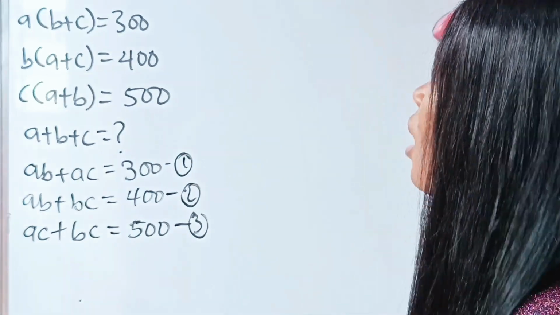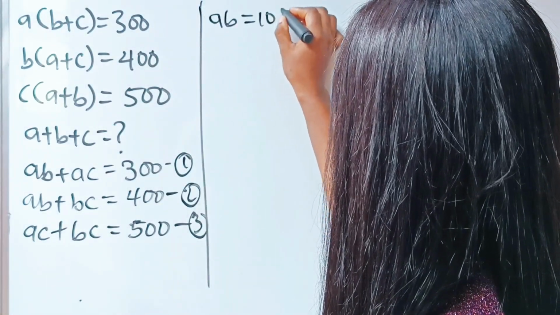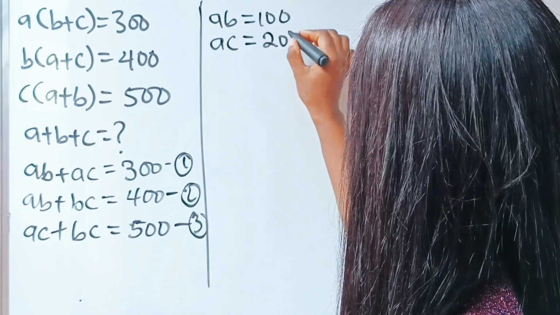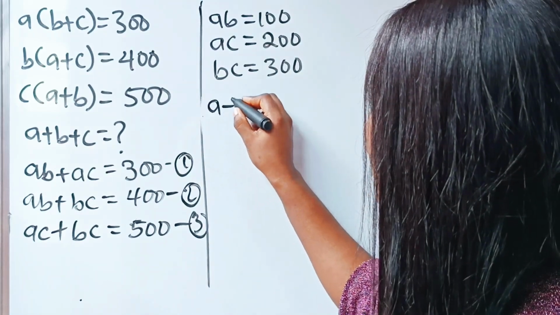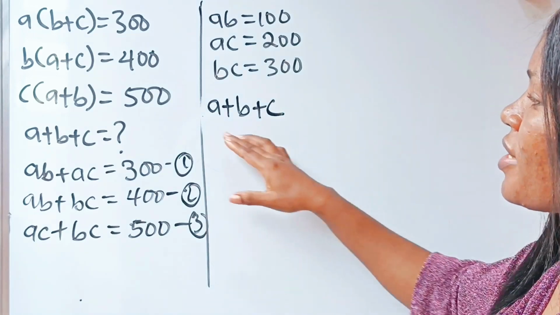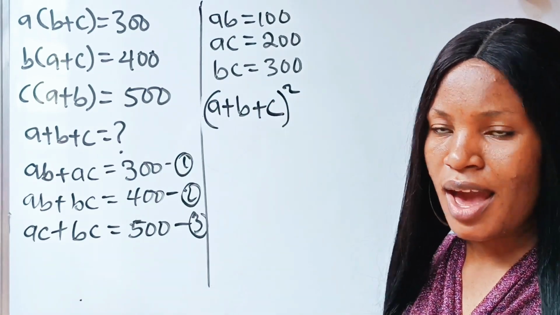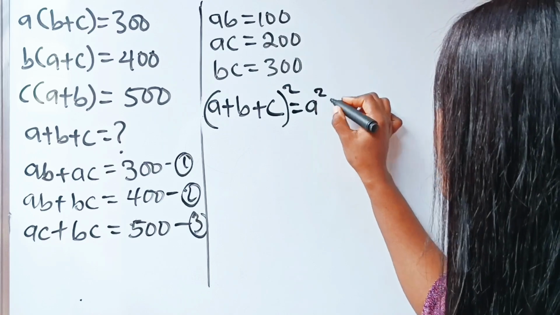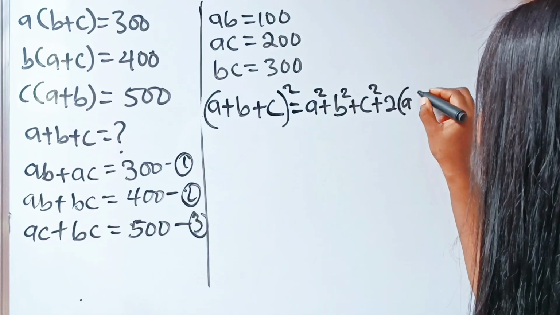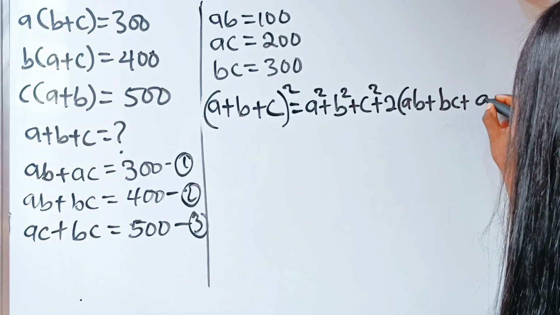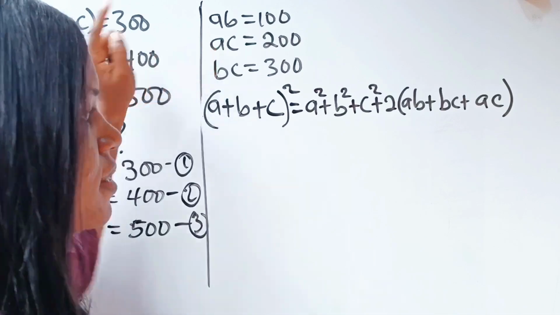Okay, all right. Now let me write out the equations that I wrote there. AB is equal to 100, AC is equal to 200, BC is equal to 300. Now, we are asked to find the value of A plus B plus C. It's not easy to just get this, but we know that (A plus B plus C) squared has an identity. This is equal to A squared plus B squared plus C squared plus 2 brackets AB plus BC plus AC. Now you see why I was trying to get AB, AC and BC. You can see them inside here.